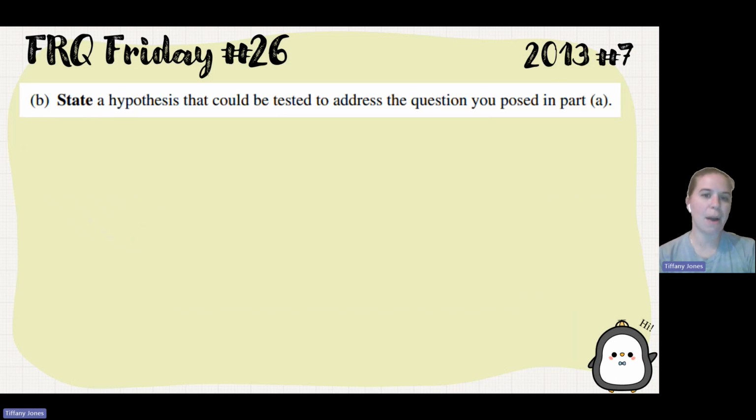Part B is the hypothesis that could be tested to address the question that you proposed in Part A. Since I was proposing that the amount of ethyl alcohol affects urine output, I need a hypothesis. A hypothesis is an educated guess. So you're going to say that you think an increase of concentration will increase urine output, or will decrease urine output. What do you think is going to happen?